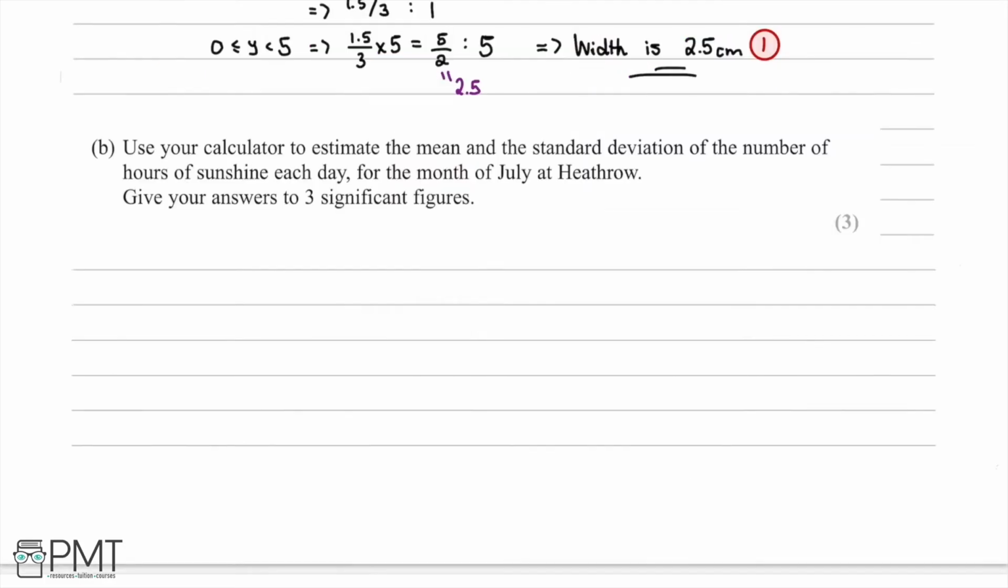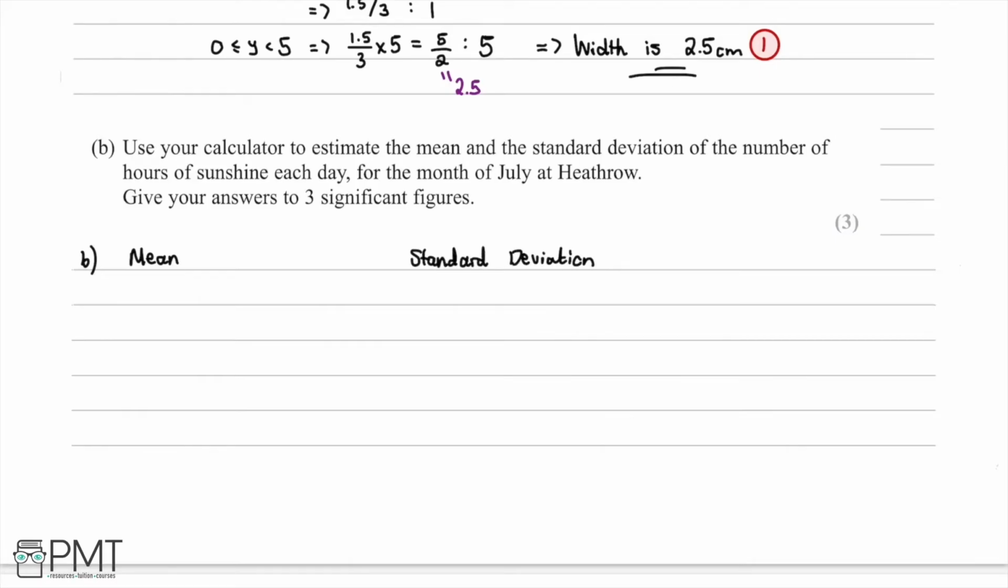So in part B of the question, we're asked to use our calculator to estimate the mean and the standard deviation of the number of hours of sunshine each day for the month of July at Heathrow. And we're asked to give our answer to 3 significant figures. So we want to find the mean, and we want to find the standard deviation.